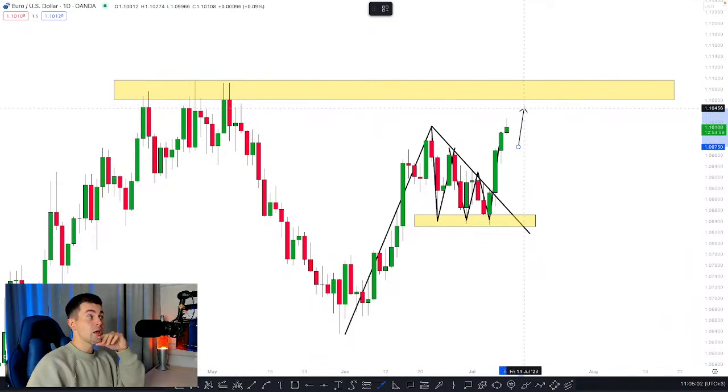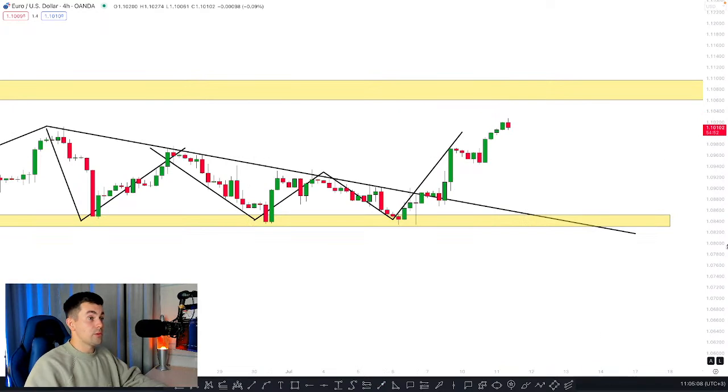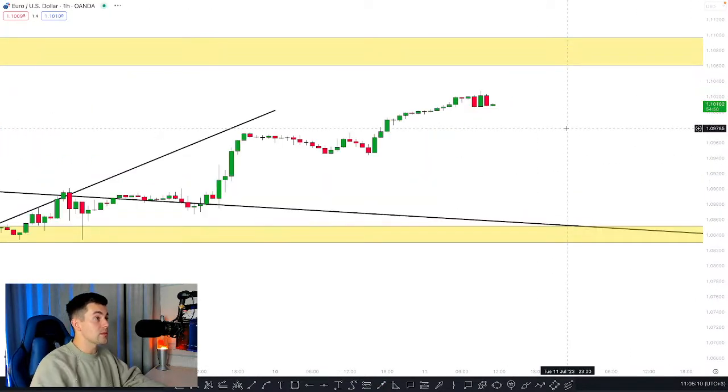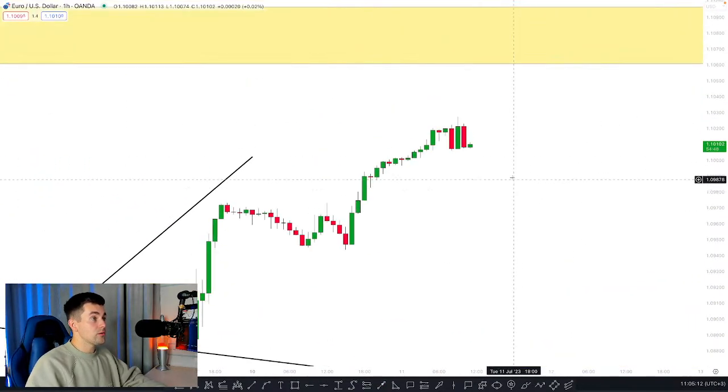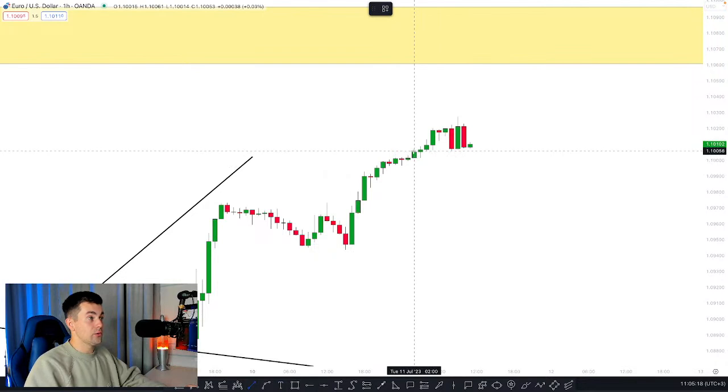To me, the pair looks very bullish and growth is expected. Just a couple of words about the intradays. Let's open the charts right here and check. You can see that on an hourly time frame, we formed the inside bar.